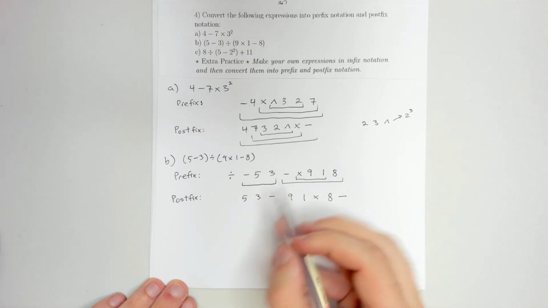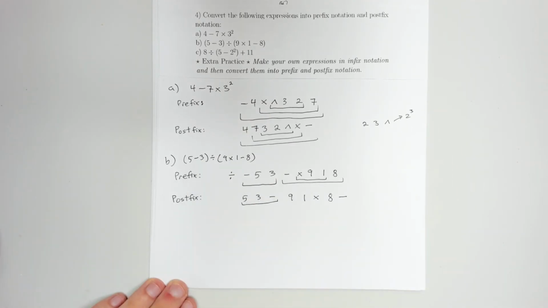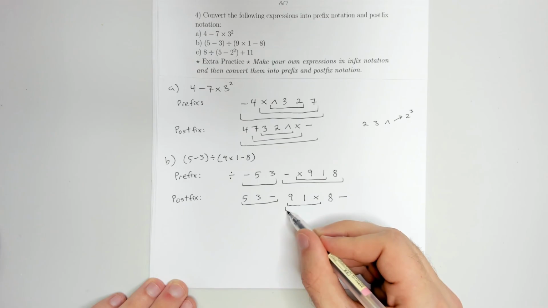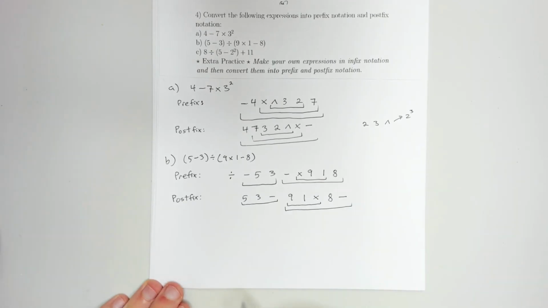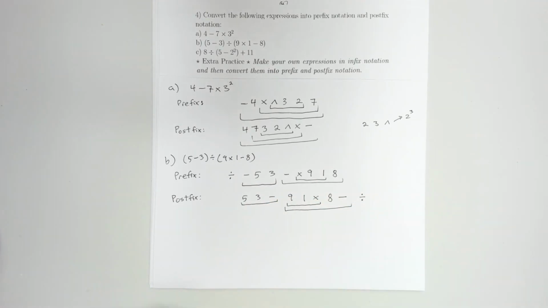Right, so what we've essentially done is we've grouped the 5 minus 3 from the first parentheses, and from the second parentheses we've done the 9 times 1 and subtracted off the 8 from that. So now all that's left to do is divide the 2, which we can accomplish by putting a division operation to the right of everything. So that would be our expression in postfix notation. All right, let's look at the very last part for this.